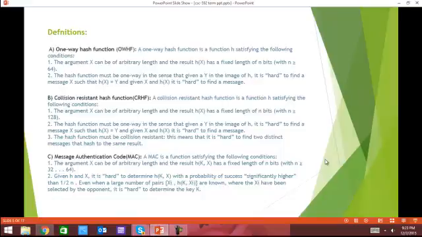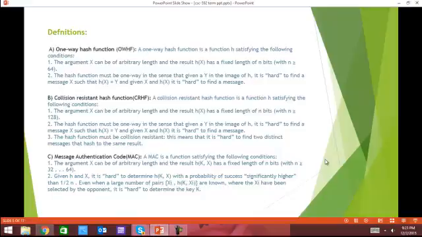Then we have the collision resistance hash function, the CRHF. It is a function H satisfying the conditions that the argument X can be of arbitrary length, and the result H of X has a fixed length of n bits. The hash function must be one way, in the sense that for a given Y in the image of H, it is hard to find a message X such that H of X is equal to Y. And it must be collision resistant, which means it is hard to find two distinct messages that hash to the same result.